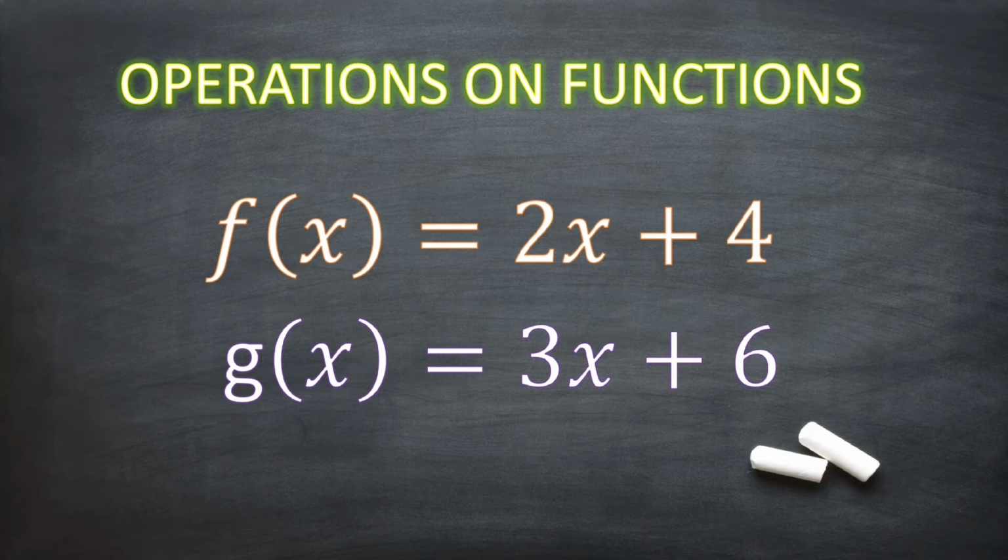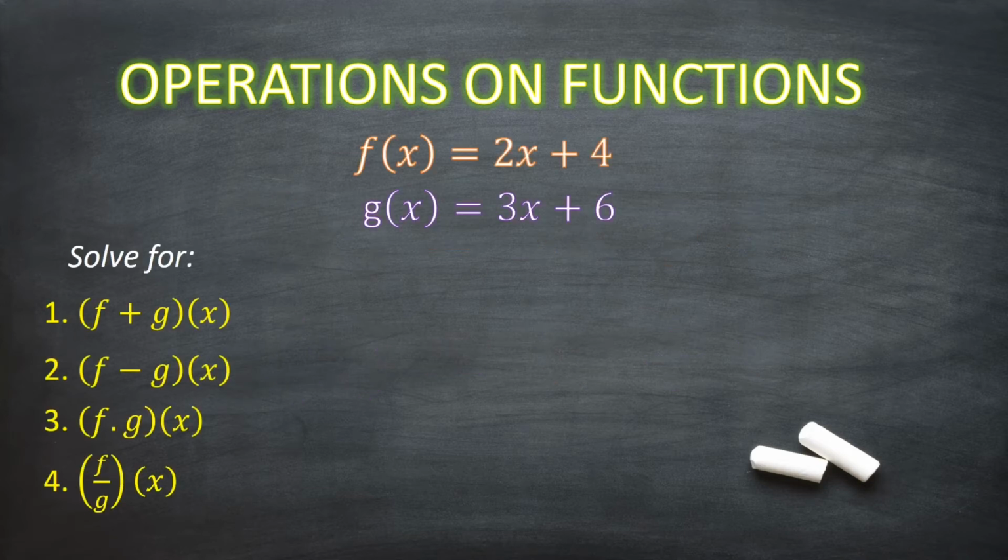Now, it's time for us to apply these operations on the given functions. f of x is equal to 2x plus 4, then g of x is equal to 3x plus 6. First, let's find the quantity of f plus g of x. Second, the quantity of f minus g of x. Third is the quantity of f times g of x. Then fourth is the quantity of f divided by g of x.